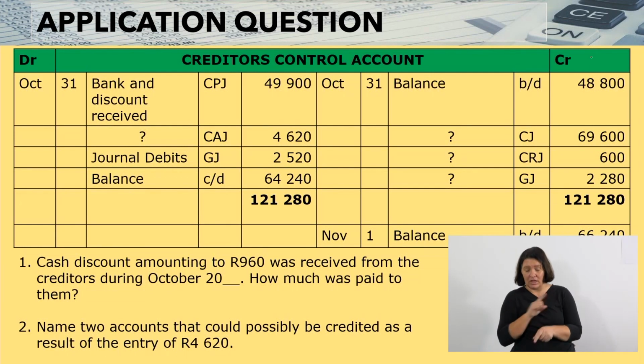Welcome back, dear learners. Before the ad break, we prepared the Creditors Control account and we used amounts from the cash journals as well as the credit journals. It is very important that you remember that your Creditors Control account is a liability account. Therefore, it will increase on the credit side and it will decrease on the debit side.